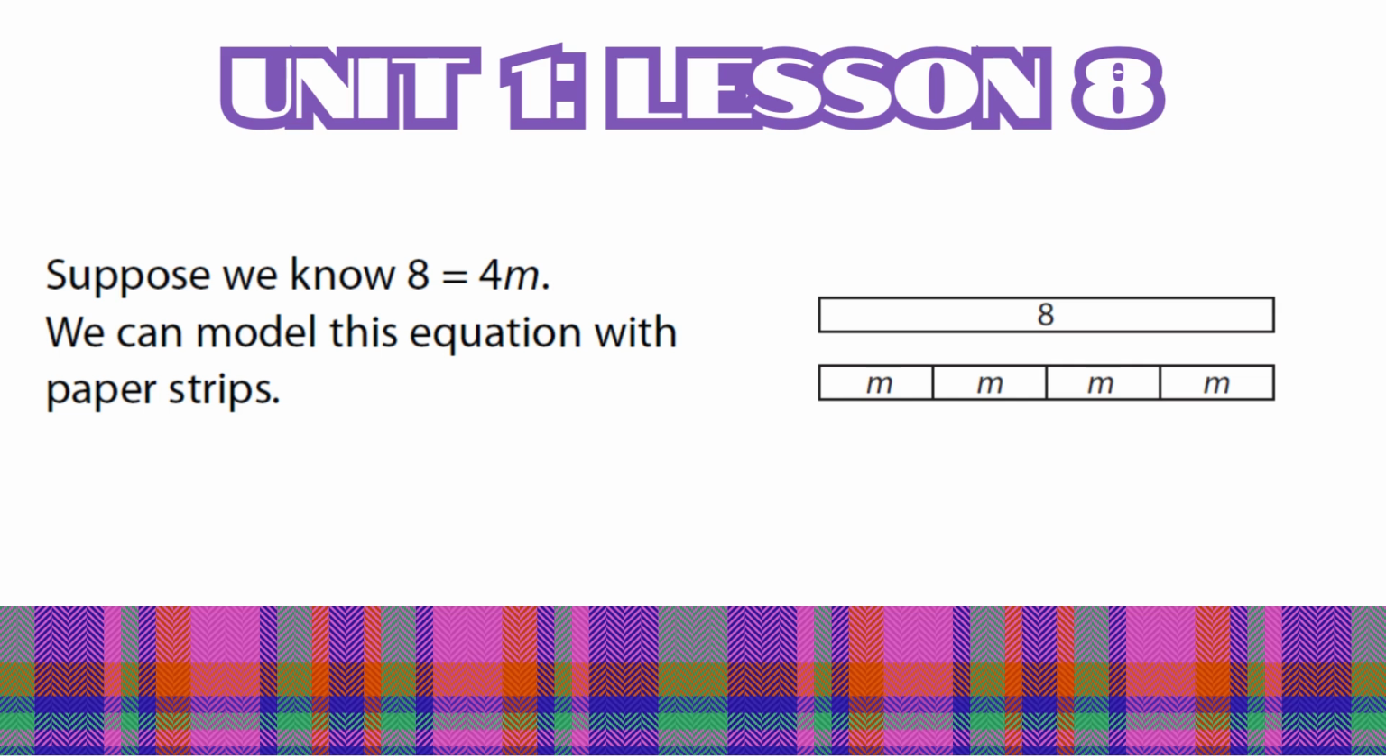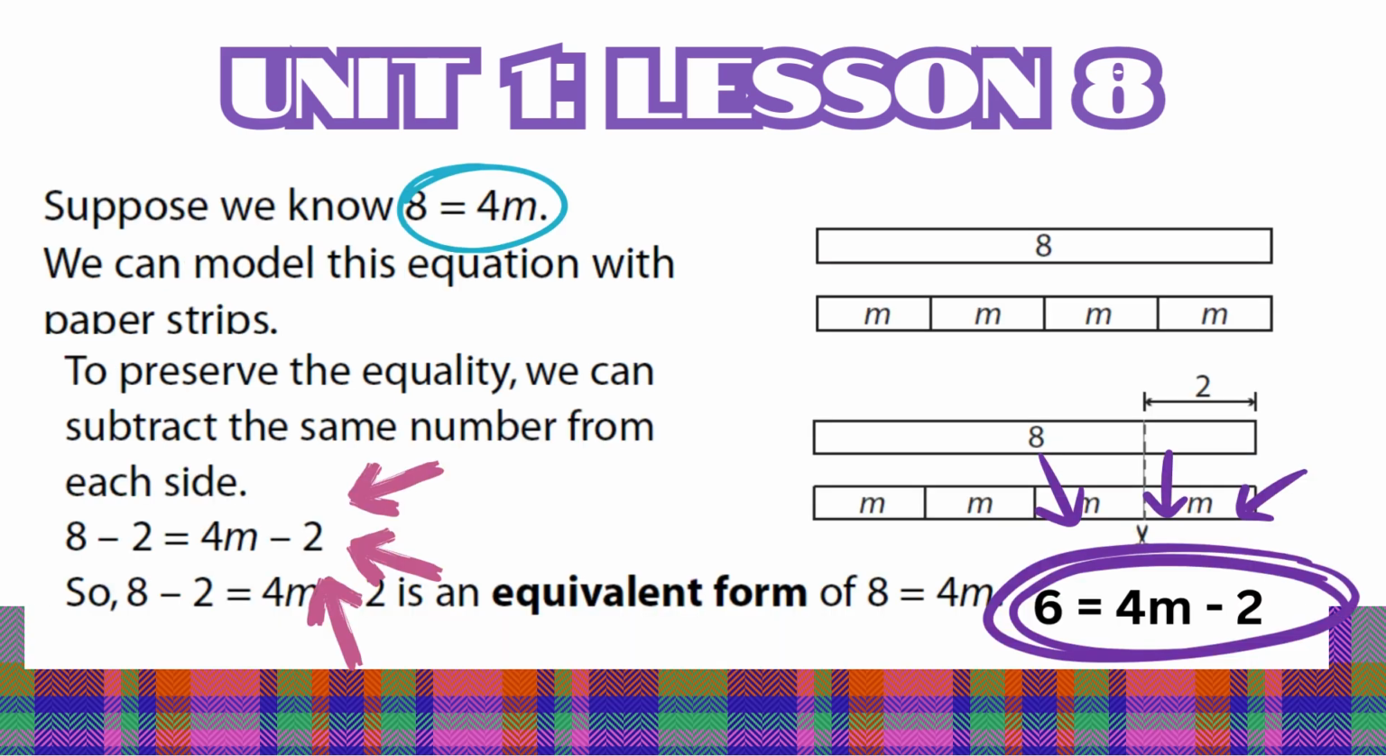Suppose we know that 8 equals 4m. We can model this with paper strips where a strip of length 8 equals 4 strips each of length m. To preserve the equality, we can subtract the same number from each side. For example, if we subtracted 2 from 8 and 2 from 4m, we would have 6 equals 4m minus 2. It is an equivalent form of 8 equals 4m. We could also leave it as 8 subtract 2 equals 4m subtract 2. That is another equivalent form of 8 equals 4m. We've maintained balance in our equation by performing the same operation on both sides.